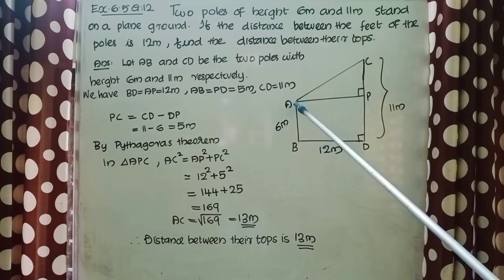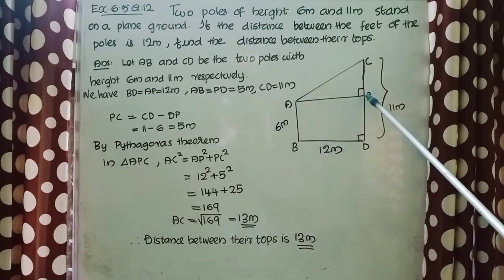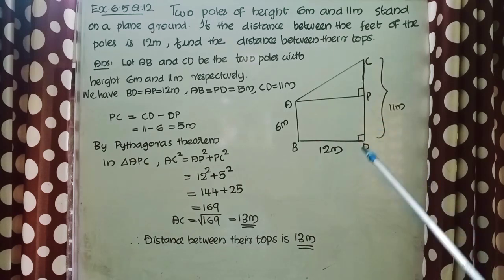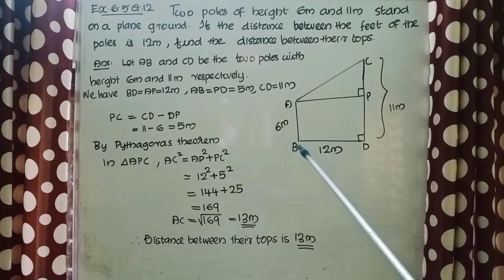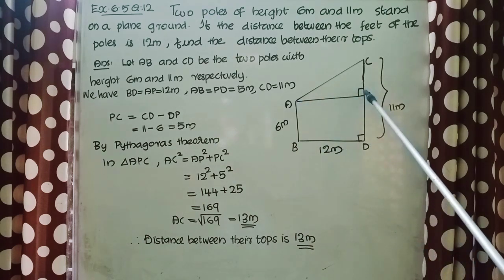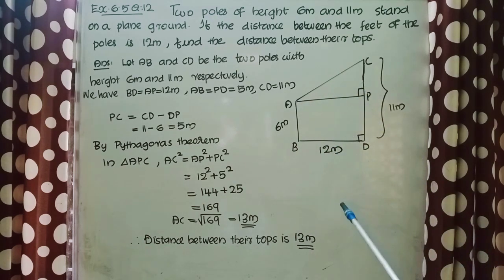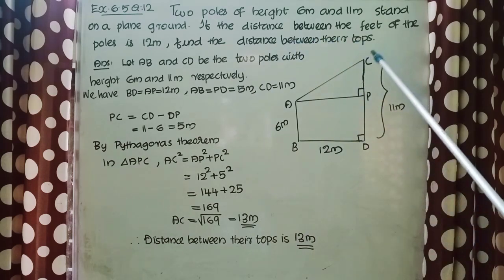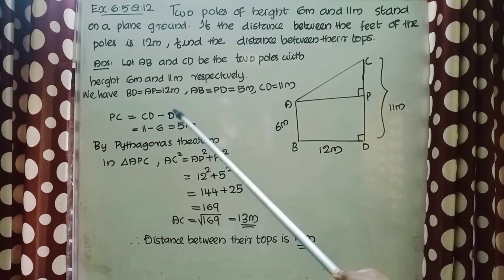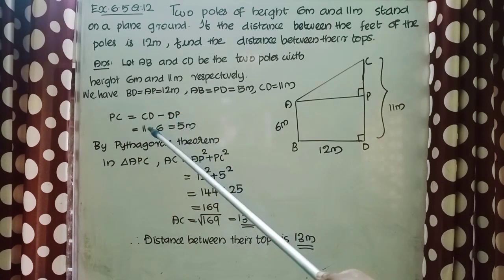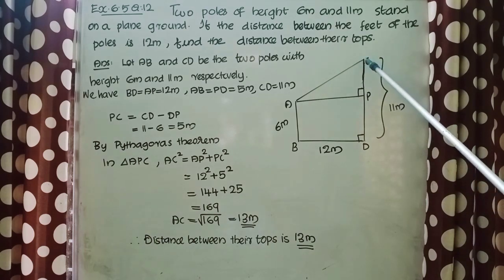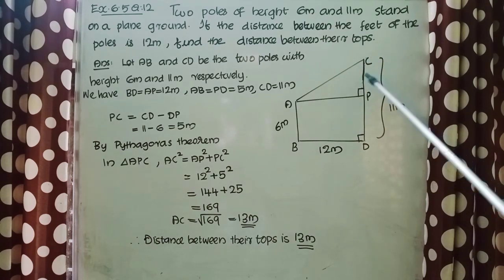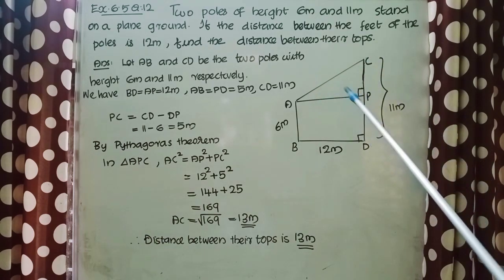Here we can see AB and PD both are 6 meter. This CD is 11 meter. Here BD and AP both are 12 meter. So we can find PC: PC equals CD minus DP, that is equal to 11 minus 6, that is equal to 5 meter. So this CP we got is 5 meter. This AP is 12 meter.